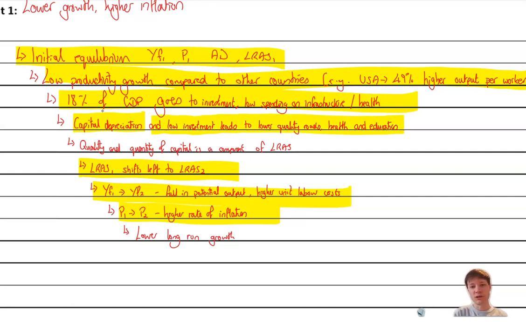And so low investment leads to lower quality of roads, health and education as that capital wears out, and we're not replacing it at a fast enough rate to keep up with the depreciation. Quality and quantity of capital is a component of LRAS, something that lots of people miss out. And so we're going to see a fall in potential output.